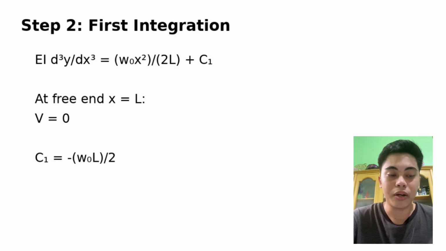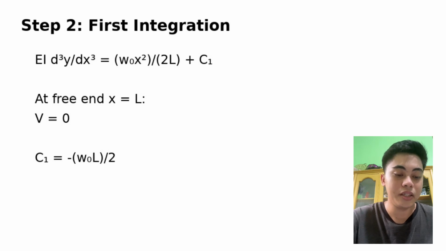To solve for C1, we apply the boundary condition at the free end of the cantilever beam where the shear force is 0. At x equals L, therefore 0 is equal to W sub 0 times L squared over 2L plus C1. So C1 is equal to negative W sub 0 times L over 2.